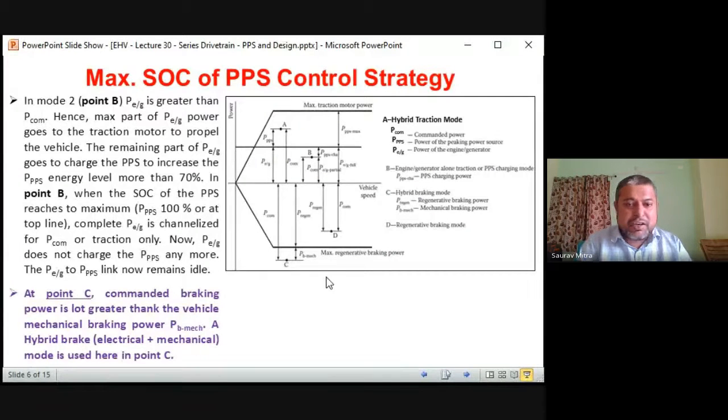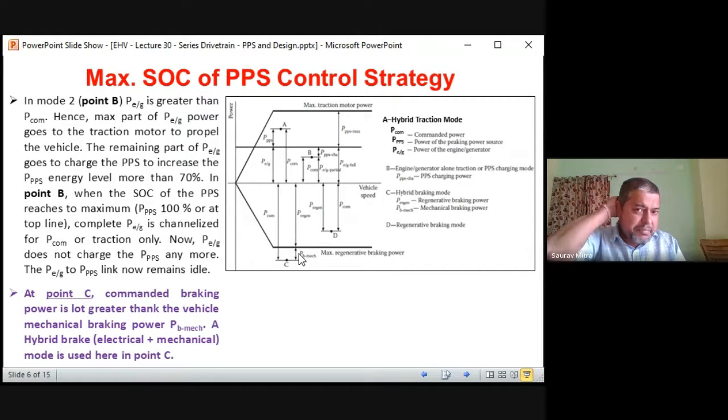Third case: now we are coming below, where we have to do some kind of braking. This is case C. In this case, the commanded force in the reverse direction is too much, and it is crossing and falling below. This much commanded brake is asked for in the reverse direction, and this kind of brake is not possible to be generated only by the PB mech, which is the mechanical braking.